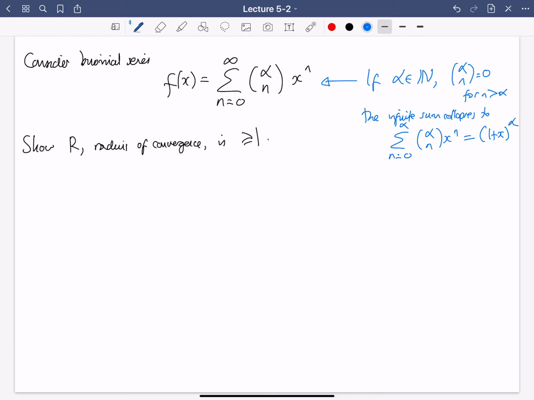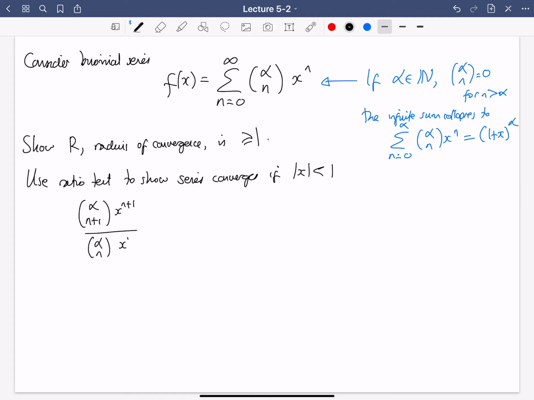I'm just going to show that it's greater than or equal to 1, and for this I'm going to use the ratio test to show the series converges if the absolute value of x is less than 1. So let's go through this. It's not really a big deal, but I haven't reminded you very much of the ratio test, so let's do that quickly. You take the n plus 1th term and the nth term in the series, and you divide them, and you look at the absolute value. And what you have to do is show that as n goes to infinity, this converges to some number less than 1.